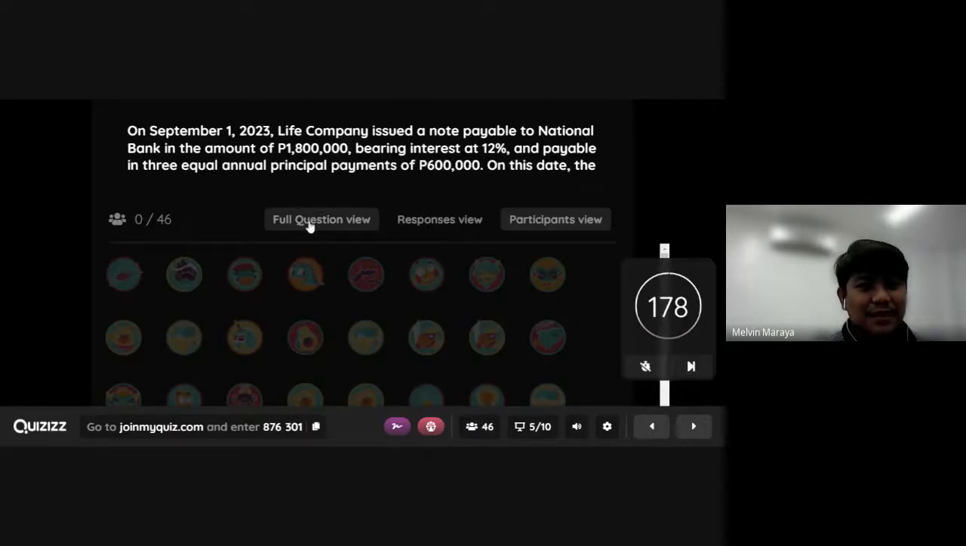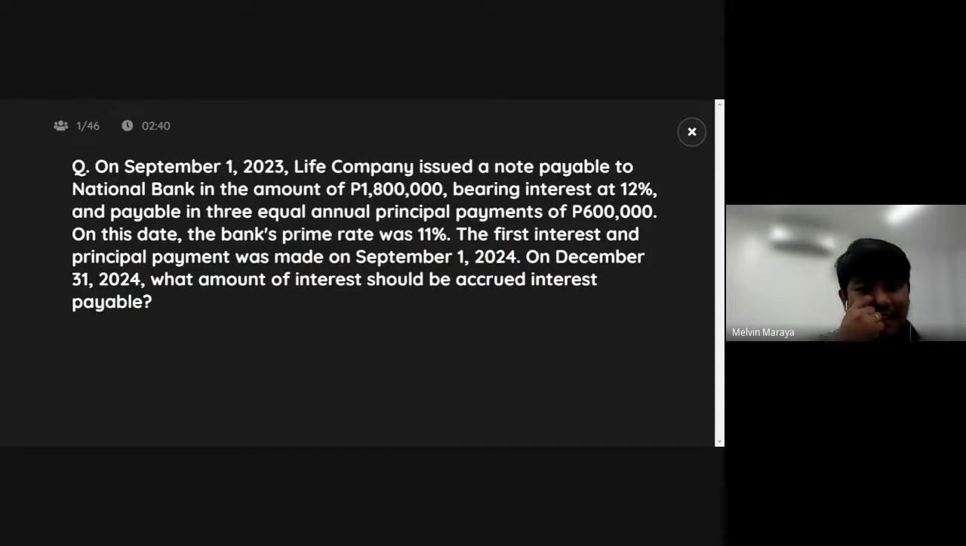On September 1, 2023, Life Company issued a note payable to a national bank in the amount of 1,800,000 bearing interest at 12% and payable in three equal annual payments of 600,000. On this date, bank's prime rate was 11%. The first interest and principal payment was made on September 1, 2024. On December 31, 2024, what amount of interest should be accrued as interest payable?